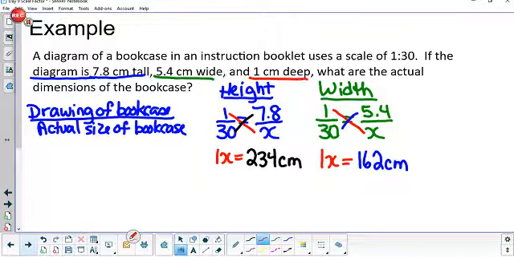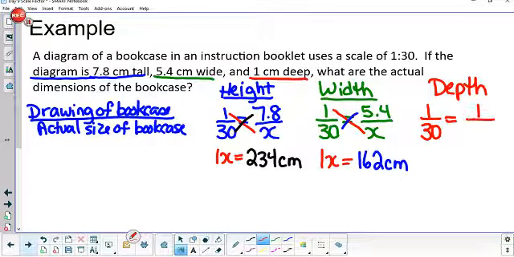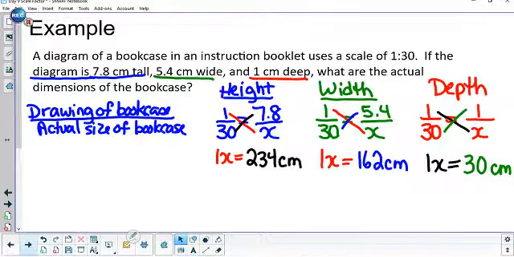Now the depth. The scale is 1 to 30. The drawing of the bookcase is 1 centimeter deep. We are looking for actually how deep it is. 1 times x is 1x. 30 times 1 is 30, so it's 30 centimeters deep.